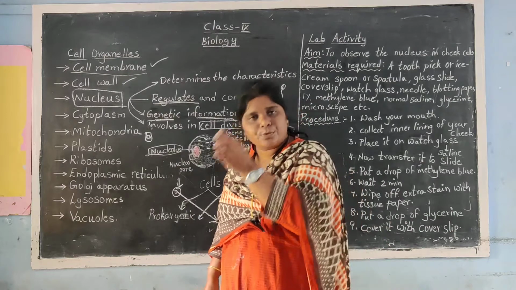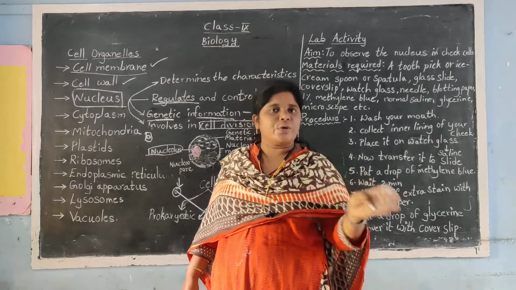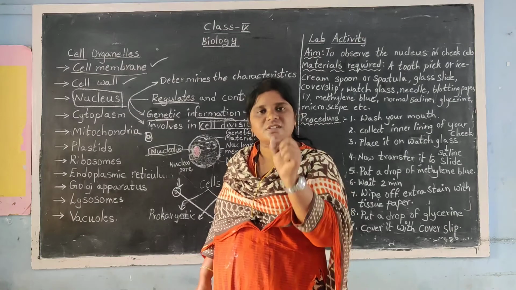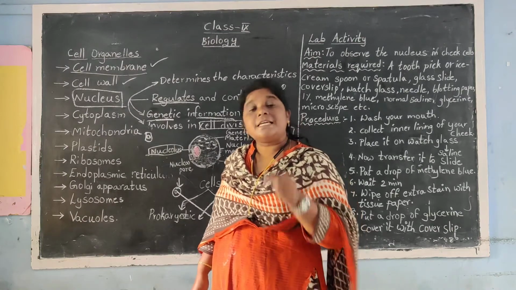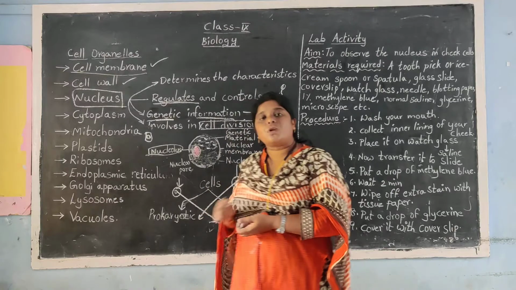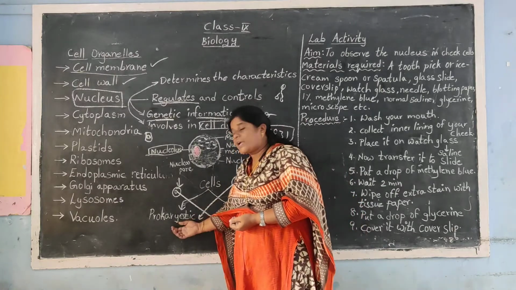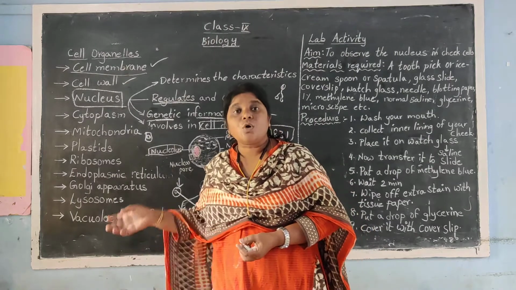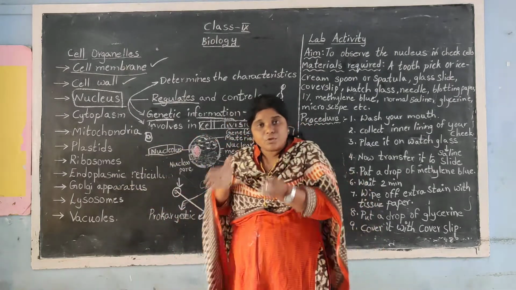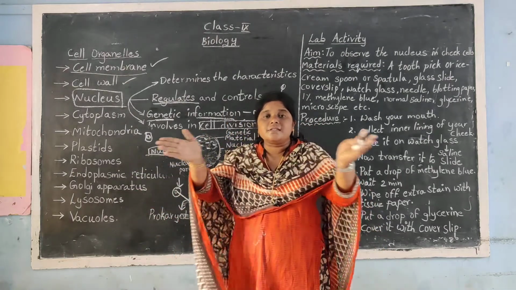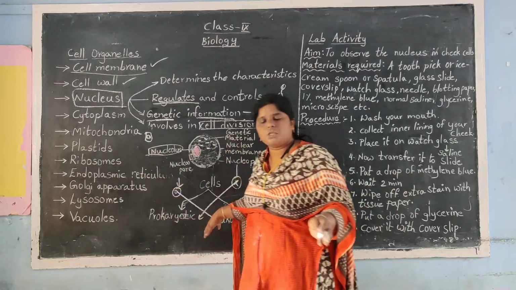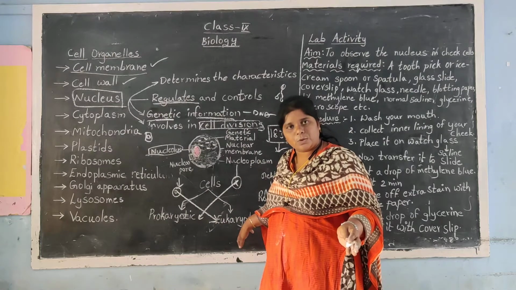What do you mean by prokaryotic? What do you mean by eukaryotic? Eukaryotic cells means the cells which possess a nucleus. The cells which do not possess a nucleus are called what? Prokaryotic. So, based on the presence of a nucleus, we are dividing the cells into two types. In the next classes, we will find out the differences between eukaryotic and prokaryotic cells.